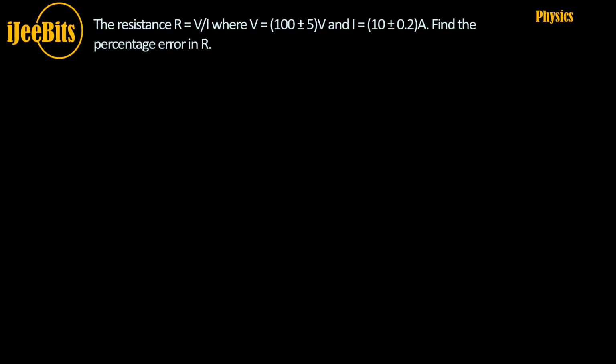Okay, let's look at this problem. The resistance R is equal to V by I, where V is voltage. The given values are 100 plus or minus 5 volts, and the current I is 10 plus or minus 0.2 amperes. Find the percentage of error in R. How do you calculate this one? First we have to understand the percentage of error in V and the percentage of error in I.